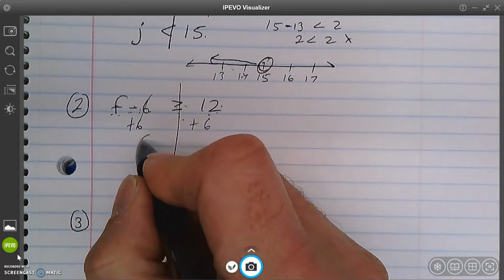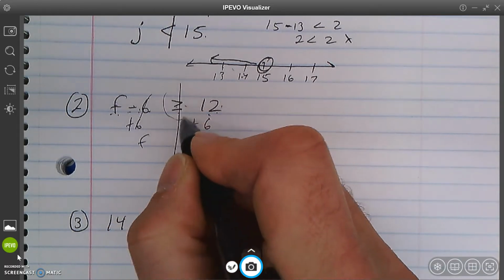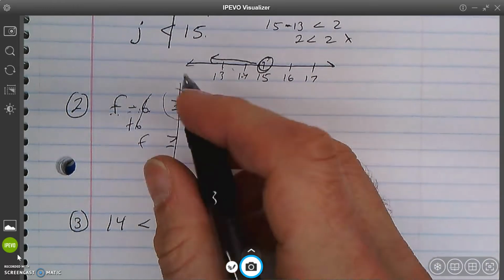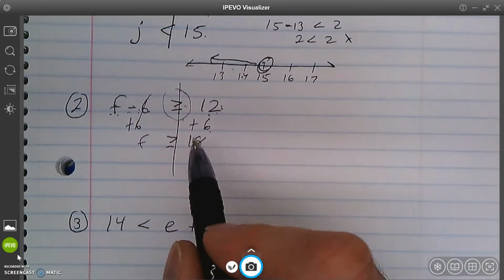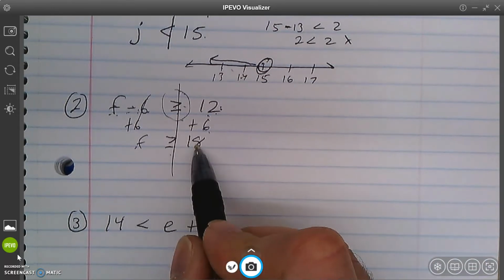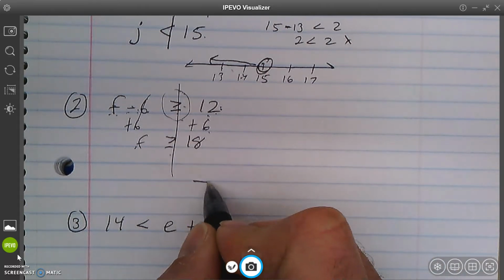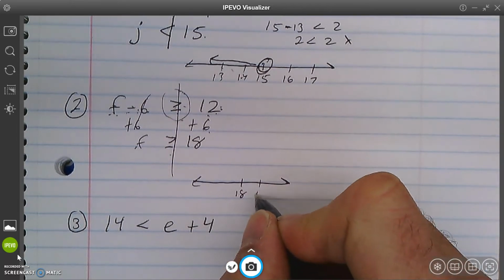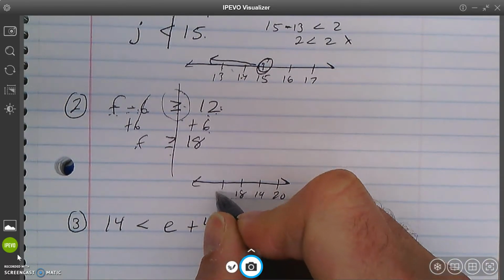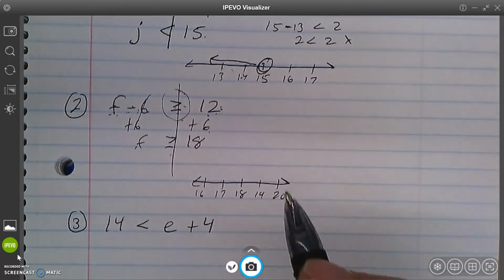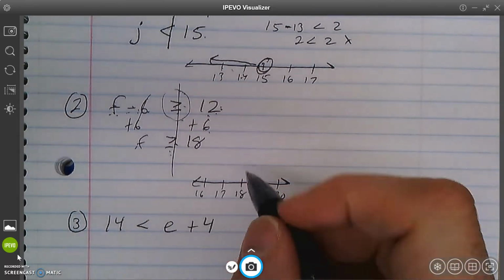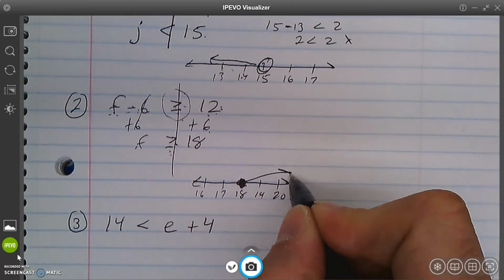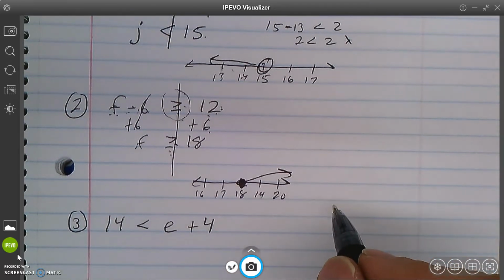So this is 0. Make sure you just copy the inequality down: F is greater than or equal to 12 plus 6, which is 18. So any number that's greater than or equal to 18 would work for this inequality. Put 18 in the middle, get some bigger numbers, get some smaller numbers. Greater than or equal to, so 18 actually works, so that is a solution. I fill in the circle, and the greater numbers are to the right.